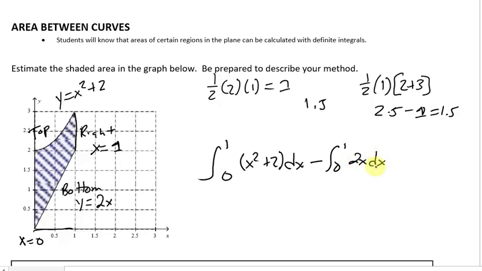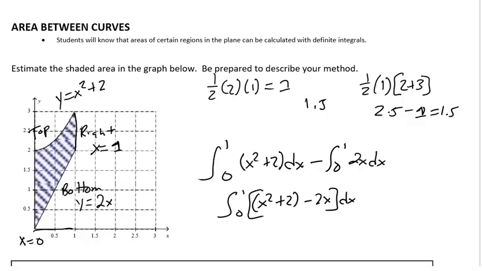So one integral would give you the area under the top curve, and a second integral would give you the area under the bottom curve, and then you subtract. Another person did this: the integral from 0 to 1 of x squared plus 2 minus 2x dx. And the reality is those two things are exactly the same thing. So we don't have to differentiate. You can do it either way. I would obviously do the one where it was one integral, but that's how it's done.